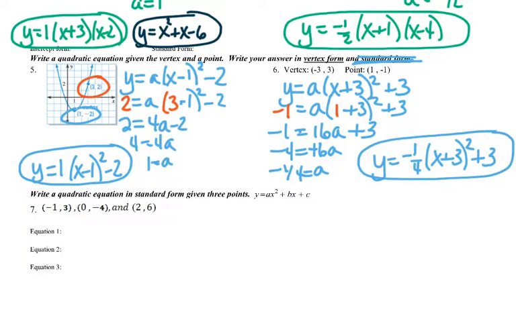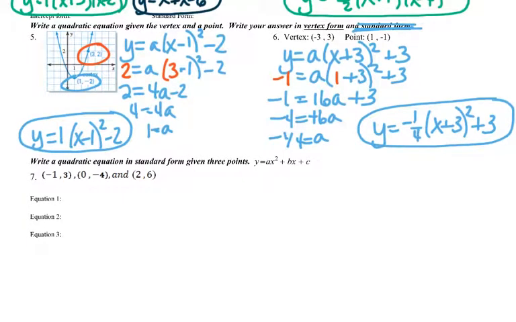All right, so all is well and good, right, until we get to the last one. So the last one is going to use standard form, and it's going to use 3 points. So we weren't given any special points. We weren't given a vertex or a root. We were just given 3 random points. So we're going to substitute in for y and for x 3 times.